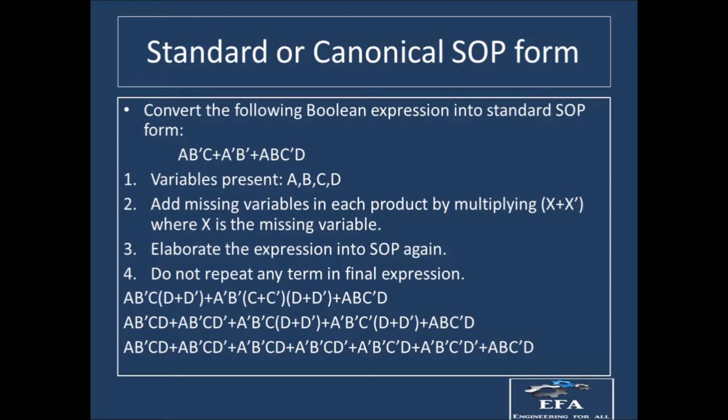Then we'll understand how to convert an expression into its standard or canonical format. Suppose you are having an expression over here: A B bar C plus A bar B bar plus A B C bar D. In this whole expression, first of all we need to see how many variables are there. You can see over here we are having A, B, C and D. So in total we are having four variables A, B, C and D.